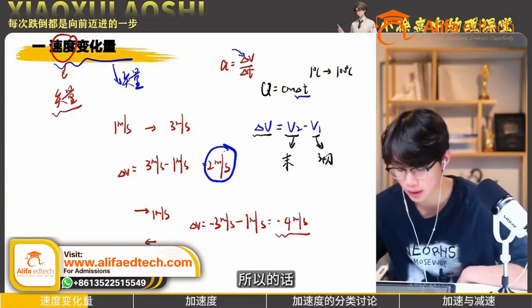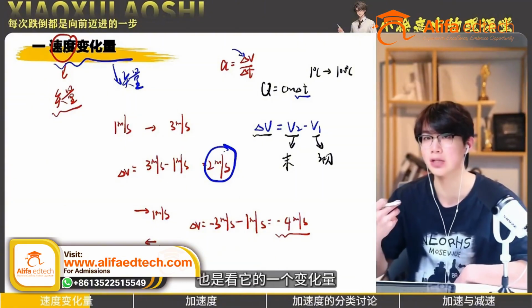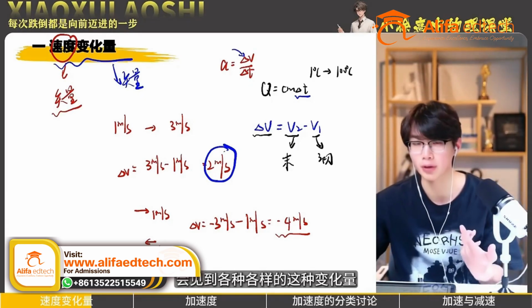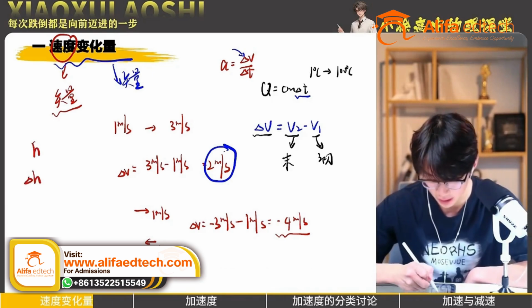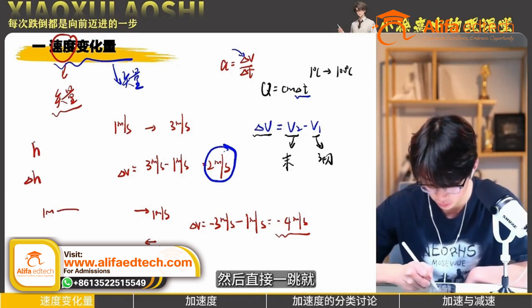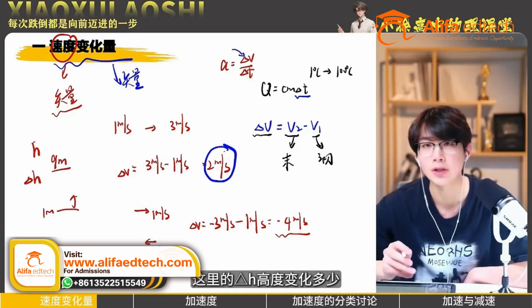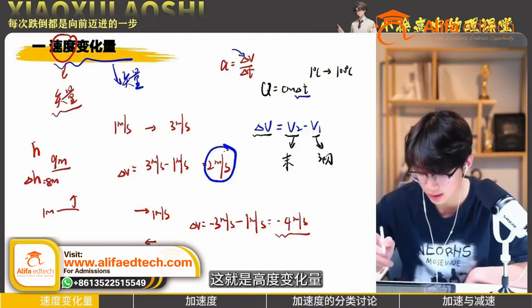So it's the same when applied to velocity, right? Delta v is the same, it also represents its change. So later on, we will see all kinds of such changes. For example, if height is h, then the change in height is delta h. For example, from a height of 1 meter, you jump straight up to a height of 9 meters. So you see, what is the change in height, delta h, here? The height changed by 8 meters. This is the change in height. That's how you understand it.